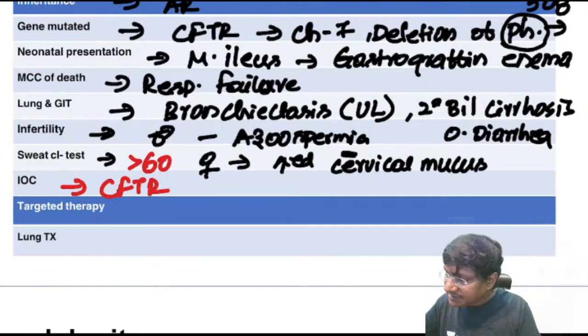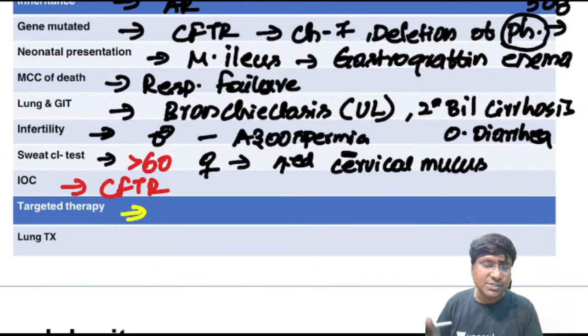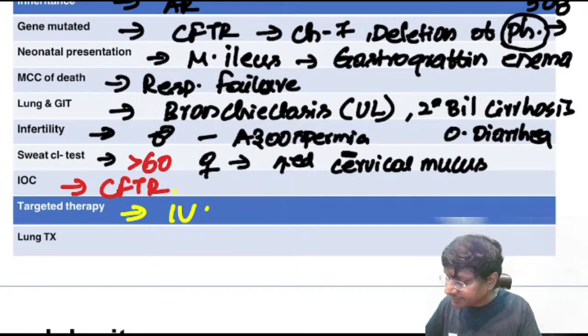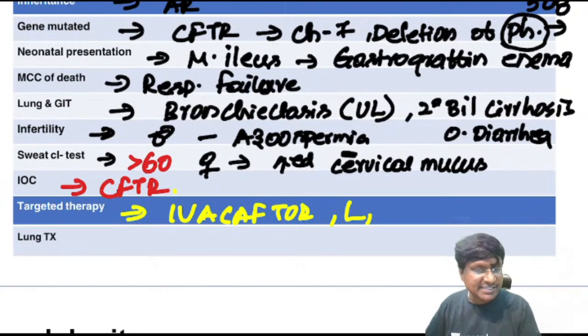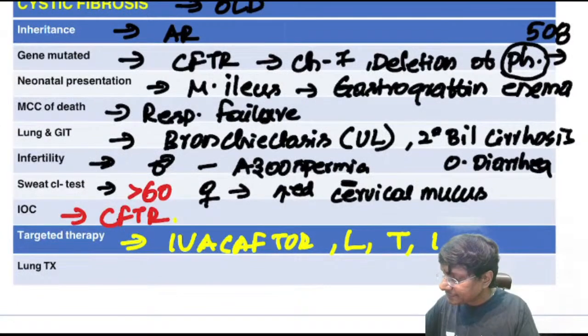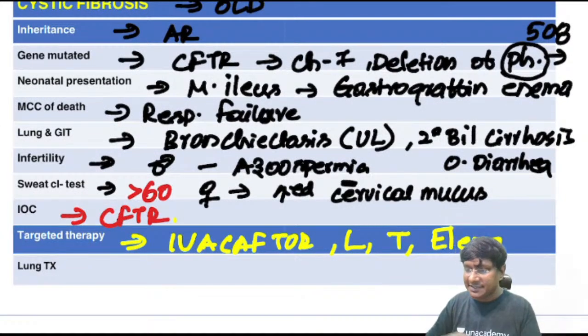Then what are the targeted therapies? The targeted therapy for CFTR, that is for cystic fibrosis, is a CFTR trafficking drug. What will be that particular drug? That drug is ivacaftor. This ivacaftor is a potentiator of the CFTR channel, and it works by increasing the time the channel remains open after being activated. And we have other drugs also, that is lumacaftor, tezacaftor, and elexacaftor. These are the other drugs which are your targeted therapies.